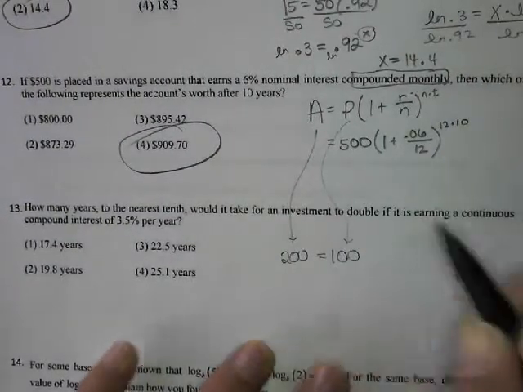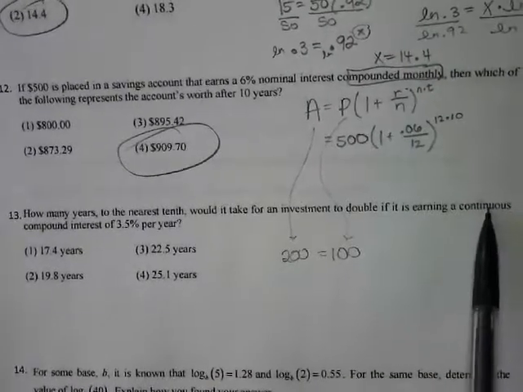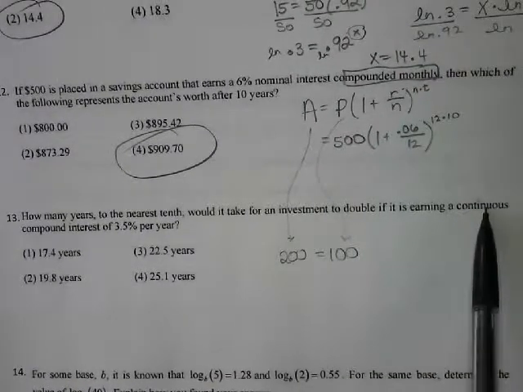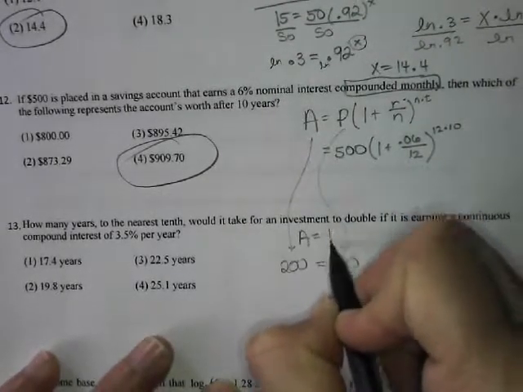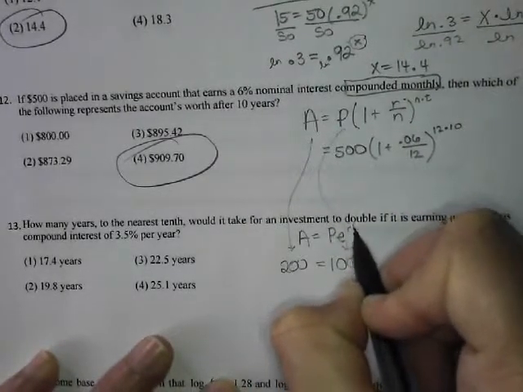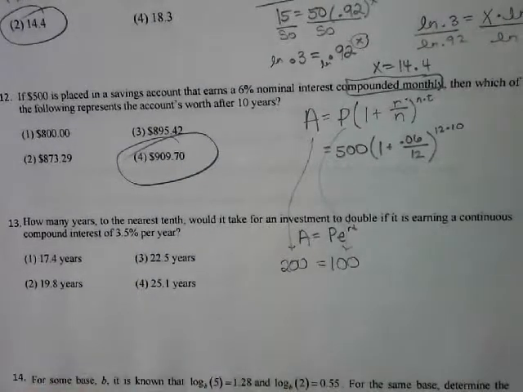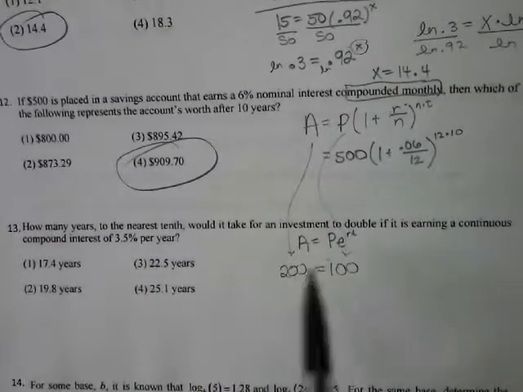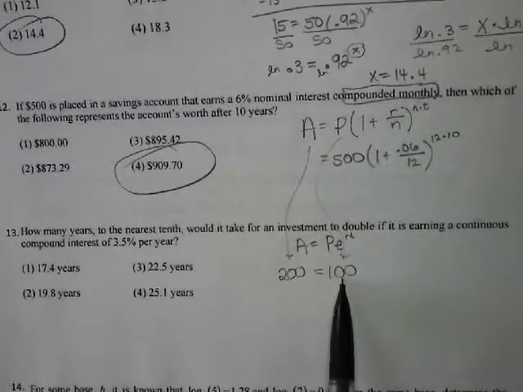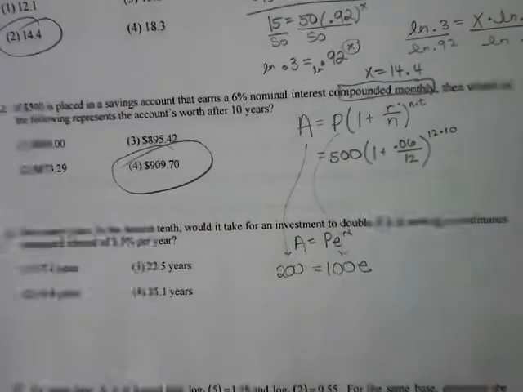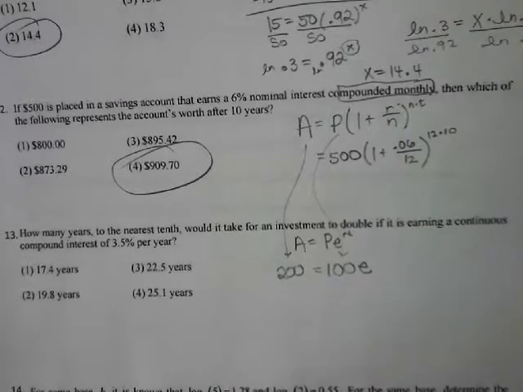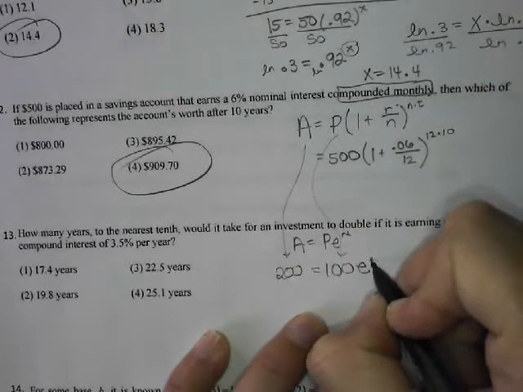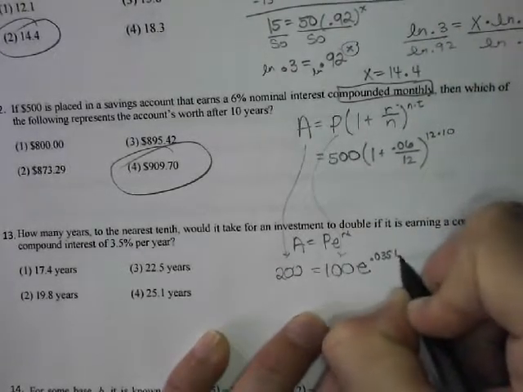If it is earning a continuous, now this is a different formula, right? The continuous interest formula, we call it the PERT formula. Do you guys call it the PERT formula? Okay, good. So your final amount is 200, your initial principal investment is 100. e is not a variable, e is a number, so we just keep it there. And the rate is 3.5%, so I'm going to do 0.035 times t.